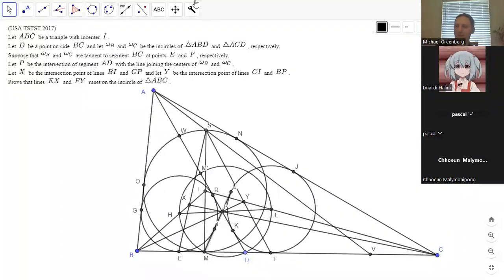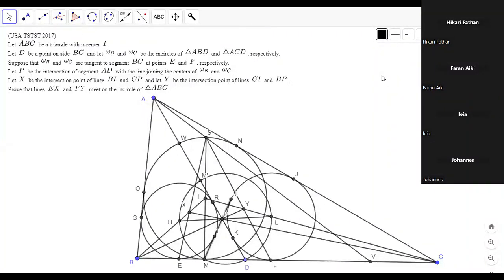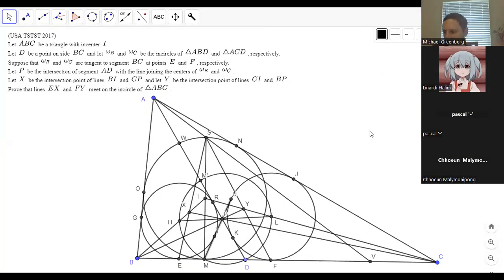So Johannes is joining us. Maybe he'll have an idea. All right. Hey, Johannes, thanks for joining. Hello. So we're on our third problem. The first two we solved pretty quickly, and then this one we've been on for a little while.